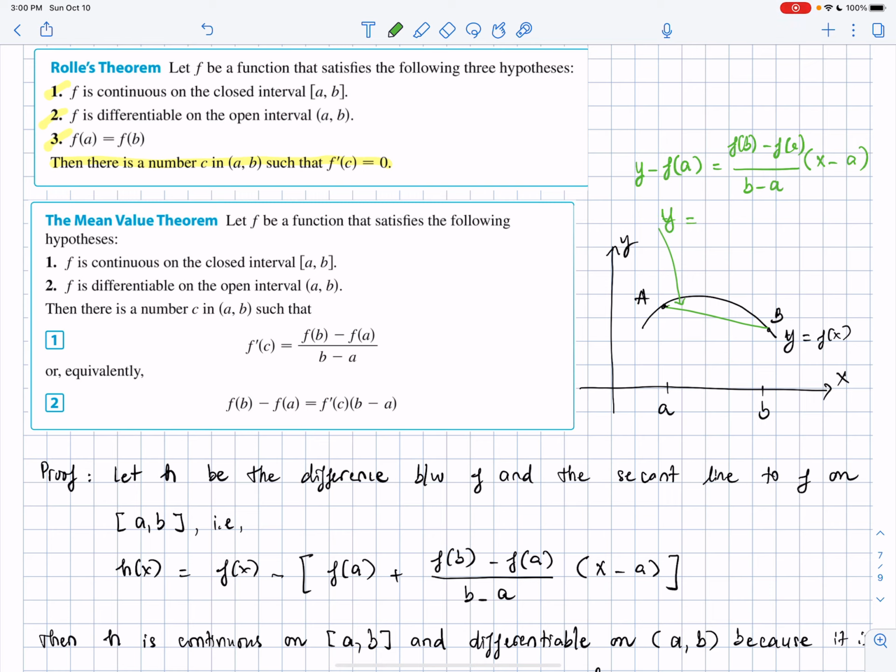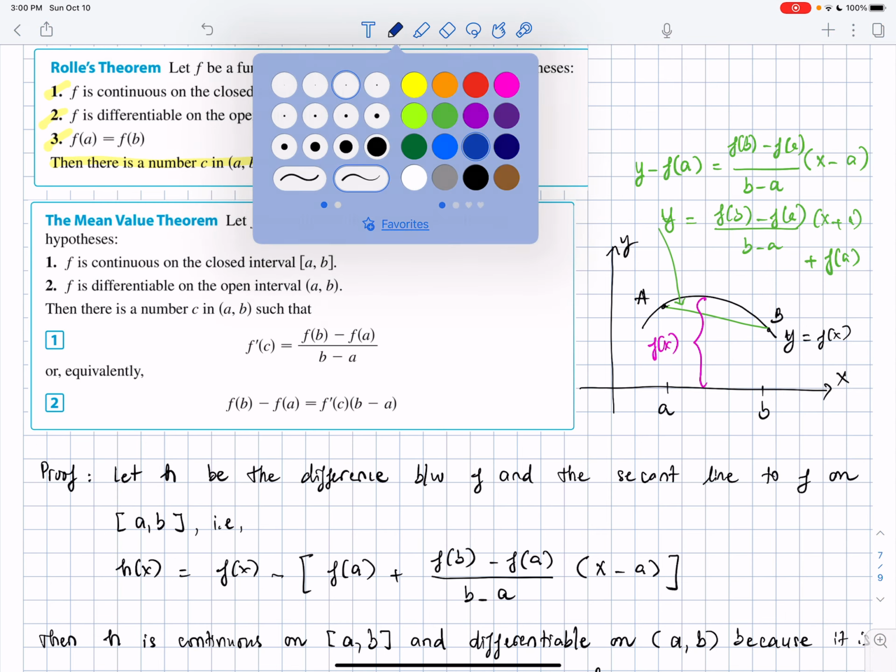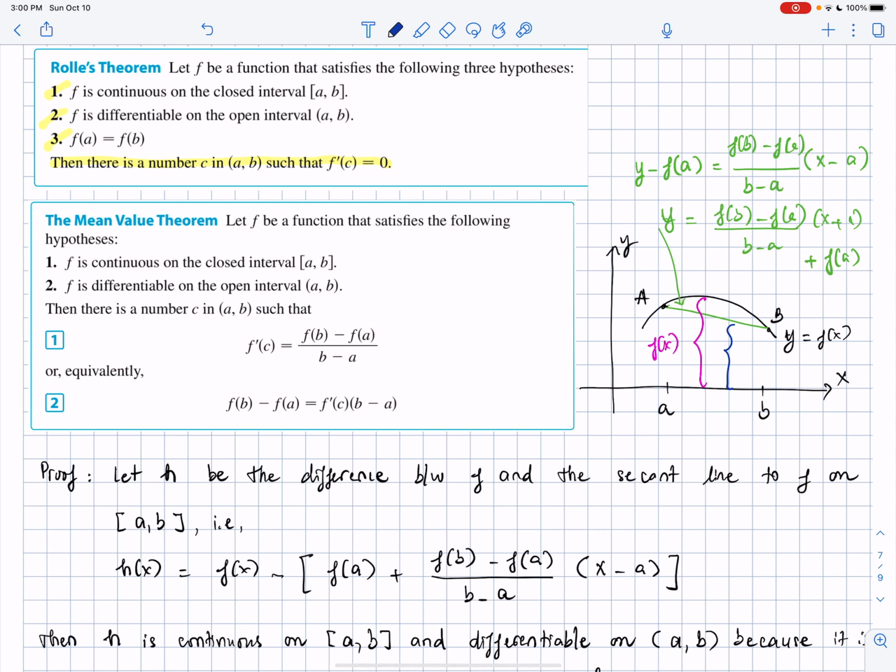And we want to solve for y. Then we have f of b minus f of a divided by b minus a, times x minus a, and then we add f of a to both sides. Then we will get plus f of a on the right side of the equation. Okay, so after that, this is the function f of x, right? f of x. And this is the function of the secant line. So this is the function y.